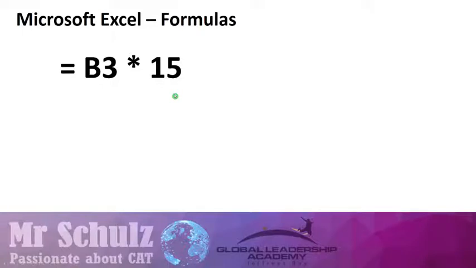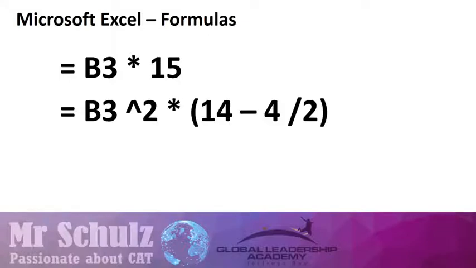Just to show that a formula can be longer than just 2 values, we could, for example, have B3, and this little sign means to the power of 2, times 14 minus 4 divided by 2 in brackets. So with these calculations, BODMAS, brackets, division, multiplication, addition and subtraction, applies to Excel as well.